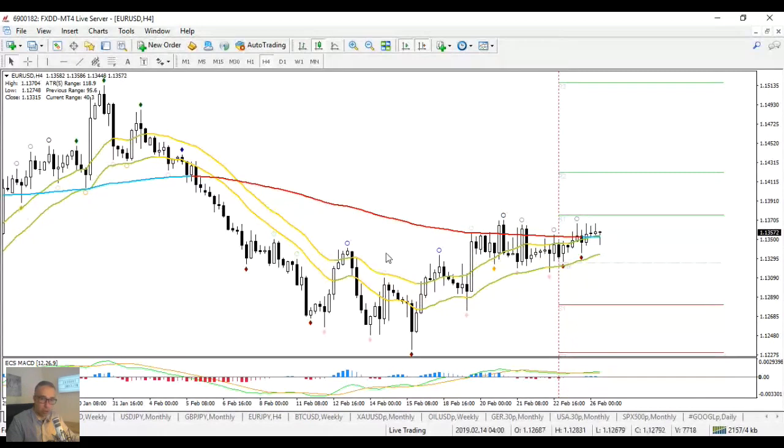So, euro dollar 4-hour chart is showing a range, and if you look at the moving averages, the 144 EMA and the 21 EMA high and low, then that's not surprising. It's kind of like price is squeezed in between. The 21 EMA is acting as support, the 144 EMA is acting as resistance.